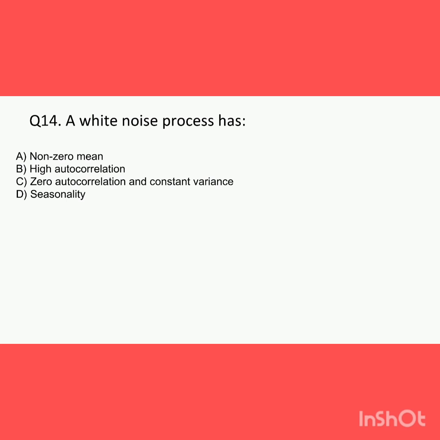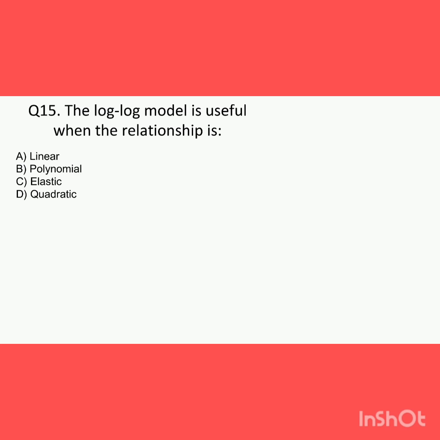Now our next question is question number 15. The log model is useful when the relationship is option A, linear. Option B, polynomial. Option C, elastic. And option D is quadratic.